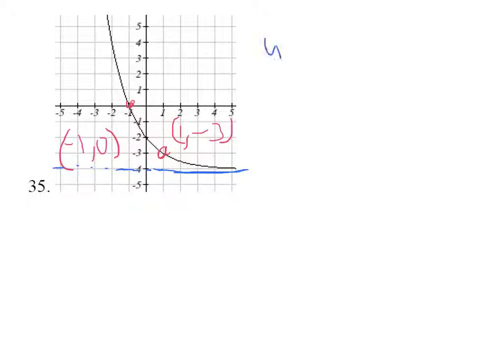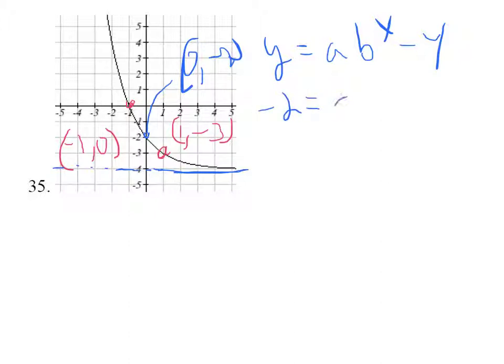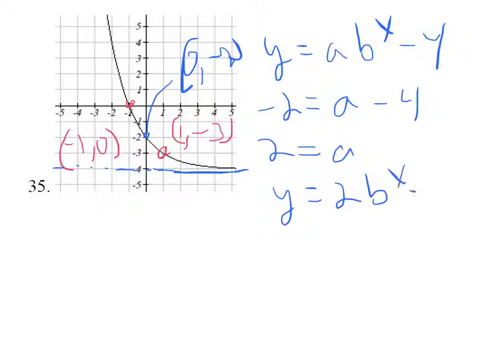So I know at this point I've got y equals a times b to the x minus 4, and I know when x equals, here's another point I didn't use and we should use it. When x is 0, y is -2. So -2 equals a times 1, because b to the 0 is 1, minus 4. So that tells me that leading coefficient is, let's see, add 4, that gives me 2. So y equals 2 times b to the x minus 4.